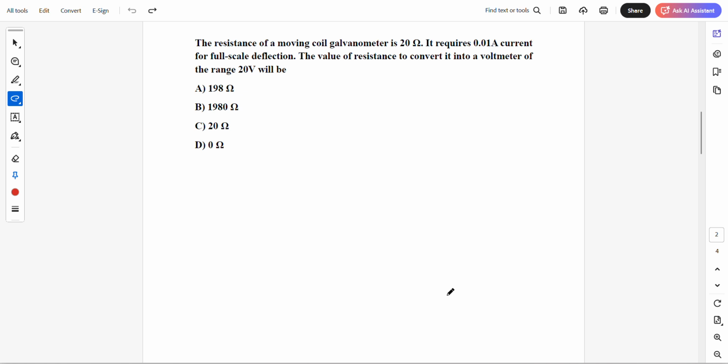The first problem says the resistance of a moving coil galvanometer is 20 ohm. Now we have one galvanometer, G. Its resistance is given as 20 ohm. It requires 0.01. What is the current here? IG is given as 0.01 amperes.